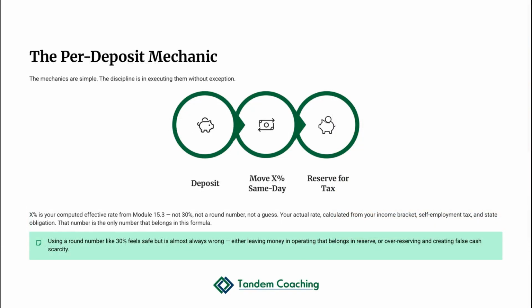The per deposit mechanic is as simple as it sounds. A Stripe payout lands in business checking on a Tuesday. Same Tuesday, your effective rate percentage moves to the tax reserve savings account. X is not 30% because that's a clean number. X is your actual computed rate from module 15.3, sometimes 22, sometimes 29, sometimes 34, depending on your filing status and deduction posture. Every dollar of revenue funds its own tax obligation at the moment it arrives, before rent or software or anyone's invoice gets a vote on whether the tax money is still there.